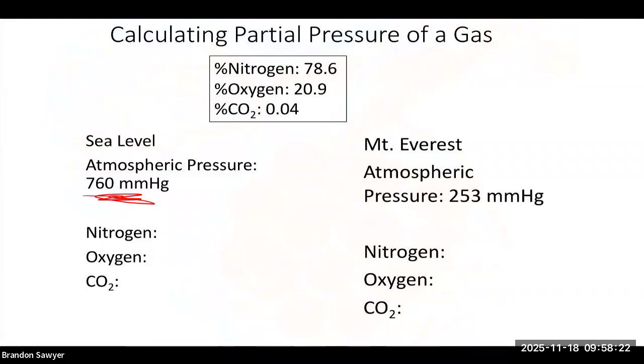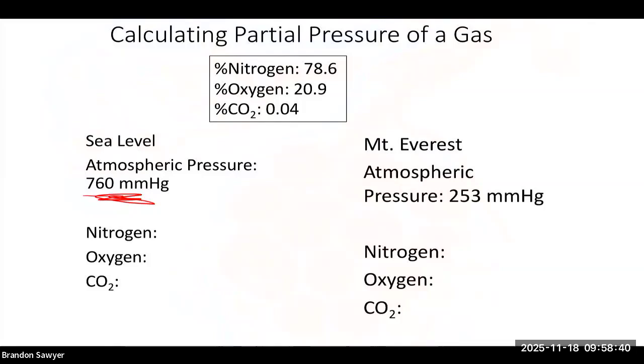That's 78.6% of it. Oxygen's a little bit under 21%, and CO2's very low, about 0.04. Okay, this is a simplified version. Obviously, there's more things in our air than just these three gases, but we'll use these percentages to help us. So really we can calculate partial pressure here, right?